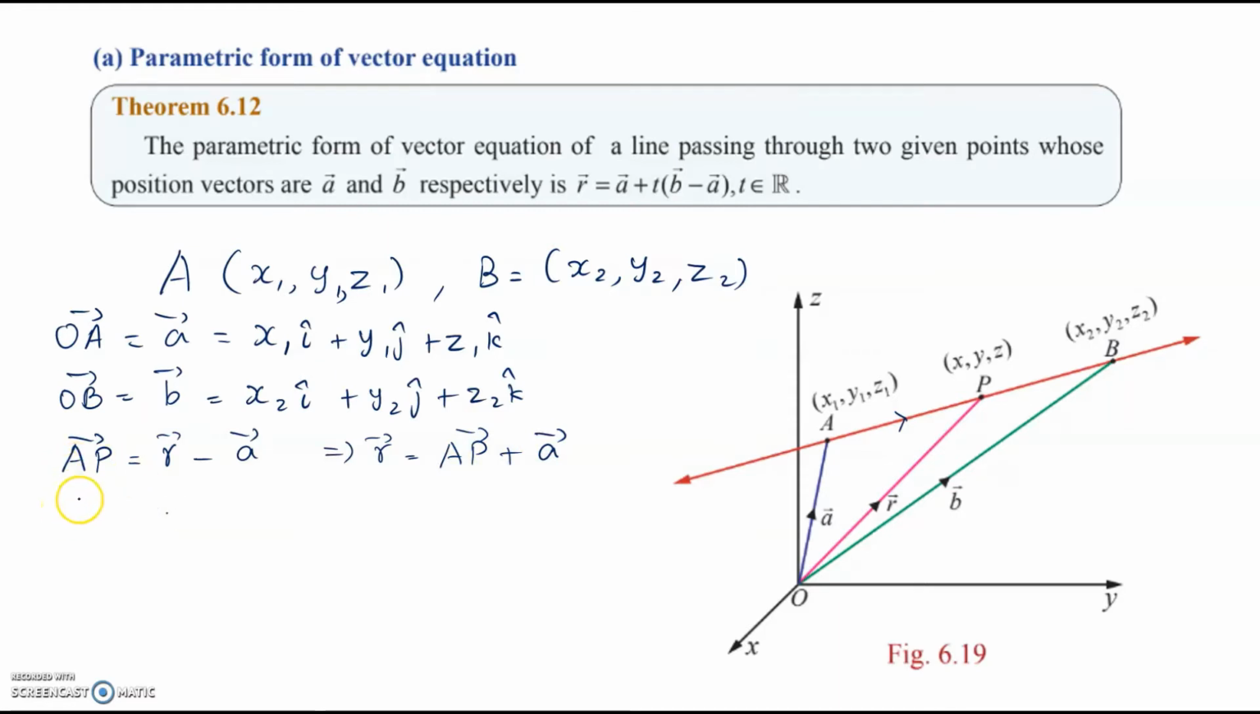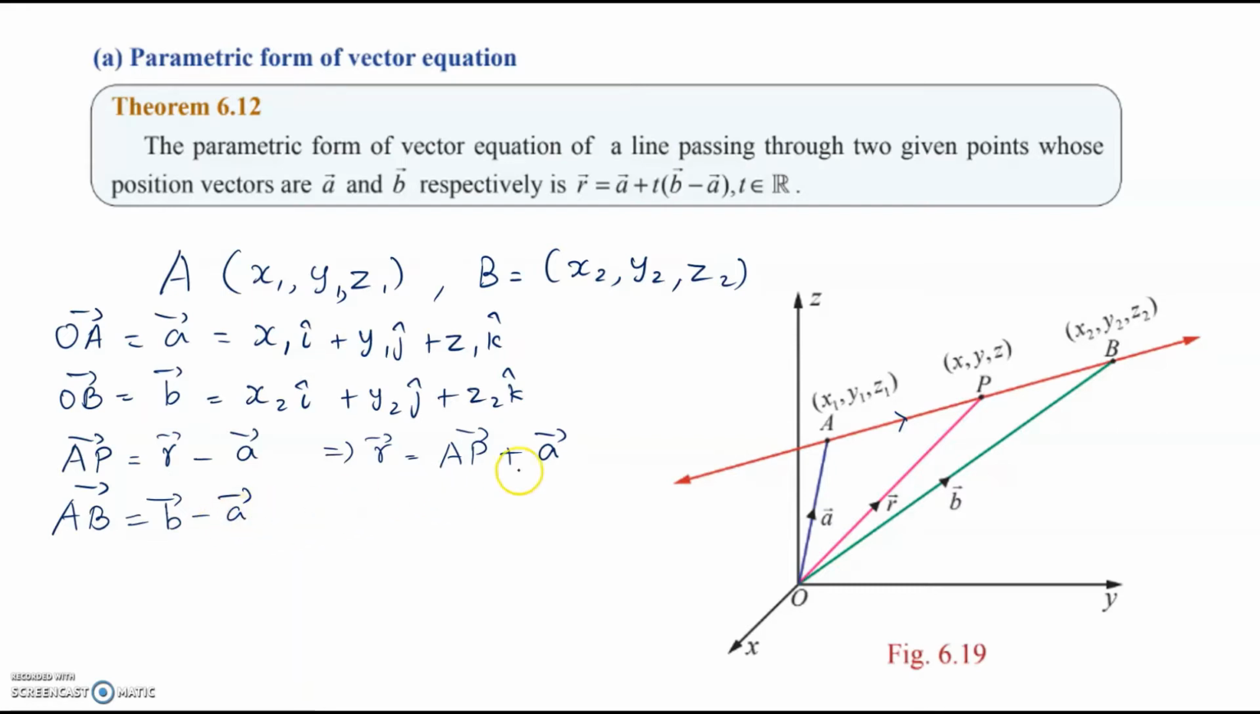Further, let's define vector AB. Vector AB can be defined as vector AO plus vector OB. Vector AO will be minus A, so it will be B minus A. So this is equal to vector B minus A.